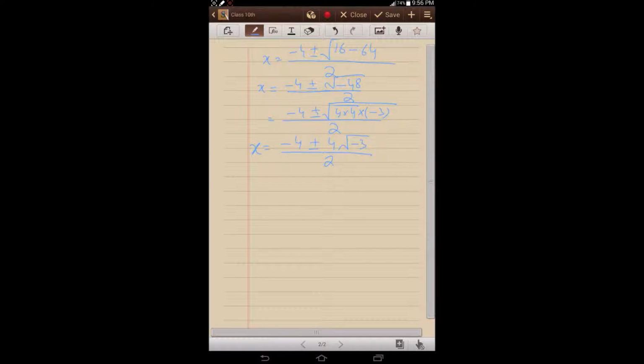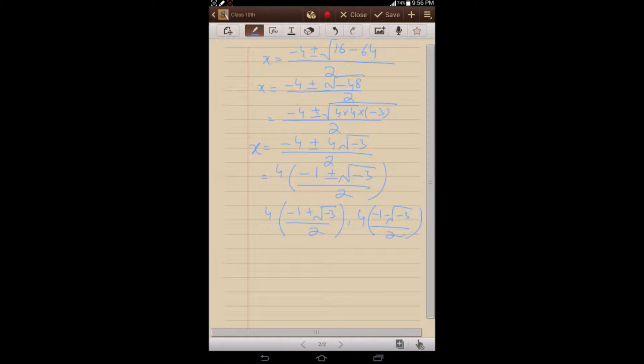We can take 4 common, so it will become, okay, we'll take x common, so 4 is common, and we have inside minus 1 plus minus square root of minus 3, divided by 2. We can write 4 into minus 1 plus square root of minus 3 divided by 2, and the other option 4 into minus 1 minus square root of minus 3 divided by 2.